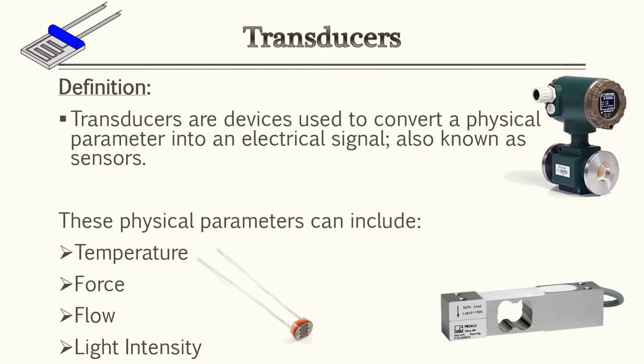For this lesson, we'll be focusing on transducers. Transducers are devices used to convert a physical parameter into an electronic signal. These are also known as sensors. Now, what is meant by a physical parameter? It could be anything such as temperature, force, flow, or light intensity.